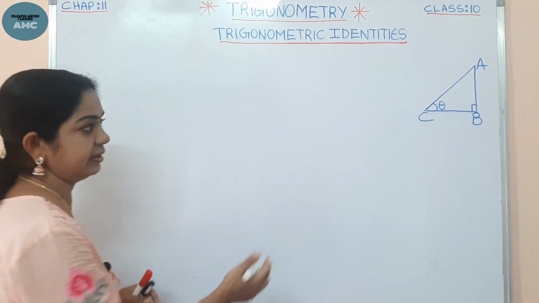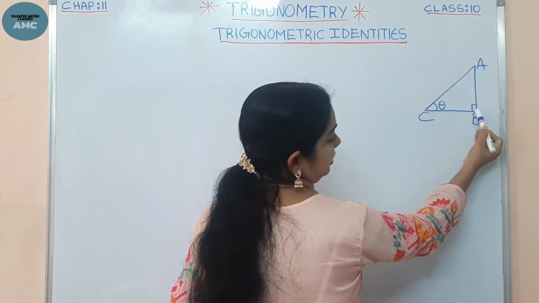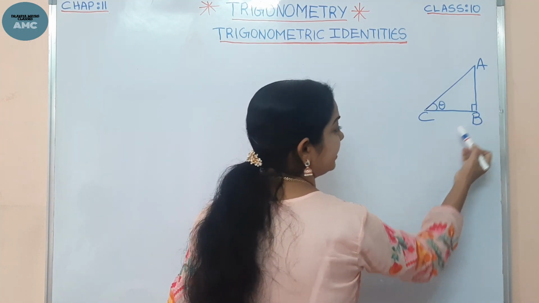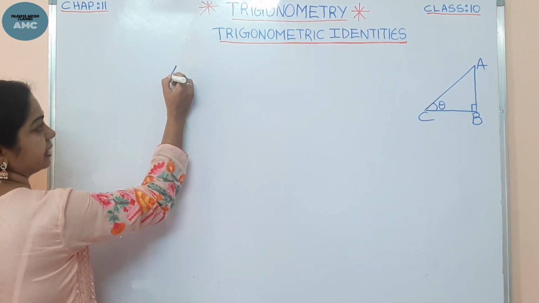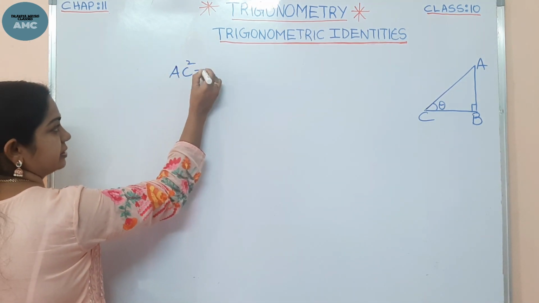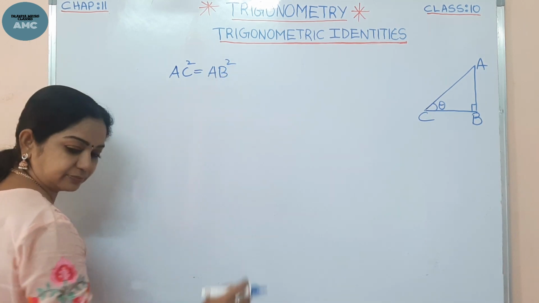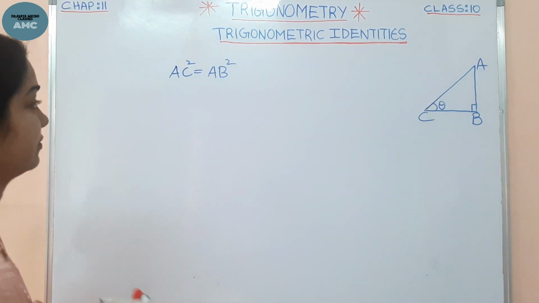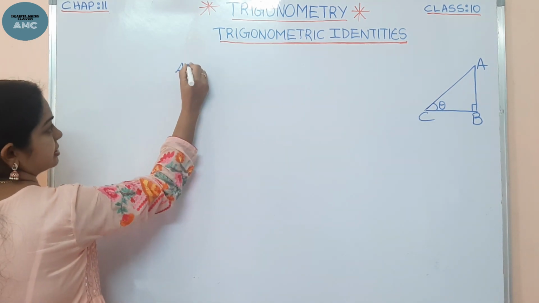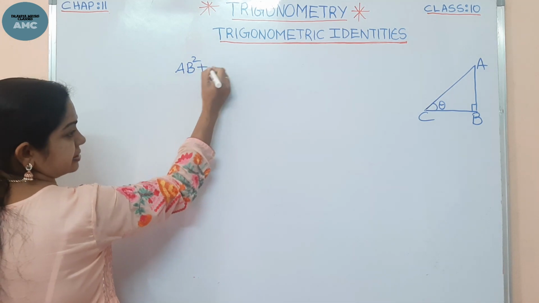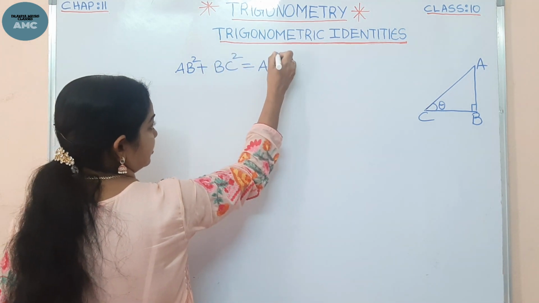The second identity we will derive here. See, this is theta, the angle, right angle at B. So ABC is a right angle triangle. According to Pythagoras theorem again, hypotenuse square is equal to side square plus side square. Okay, let me write the other way, side square plus side square. Okay, see here, side square plus side square is equal to hypotenuse square.